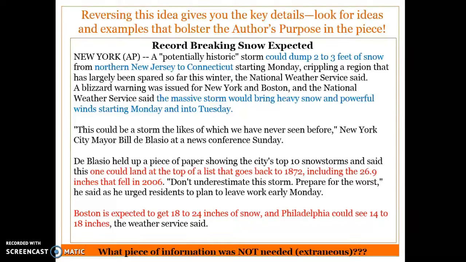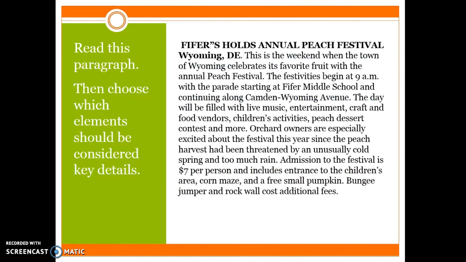Think about this. What piece of information was not needed or extraneous? If you're having a hard time recognizing those examples, those are the pieces that were not needed, these examples in red. Let's try another one. Read this paragraph, then choose which elements should be considered key details. Take a moment to do that and then jot down some of those key details in the box on the right.